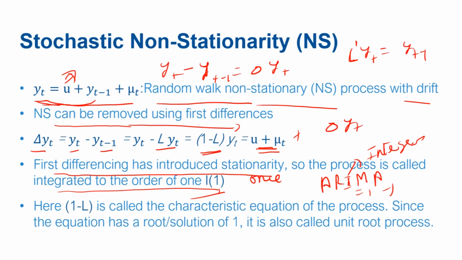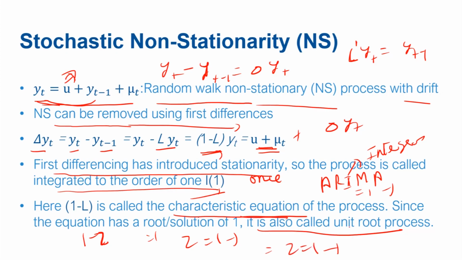Also, if you recall, this 1 minus L can be written in a polynomial form like 1 minus Z, and this is the characteristic equation of the process, and it has a root at Z equals 1, and that is why this is also called a unit root process or unit root non-stationarity. So the characteristic equation of the process has a root at Z equals 1, which also indicates non-stationarity, and that is why this is also called unit root process, because of the existence of this root which is equal to 1, or in technical terms we say that the root lies on the unit circle. The root of the process lies on the unit circle.